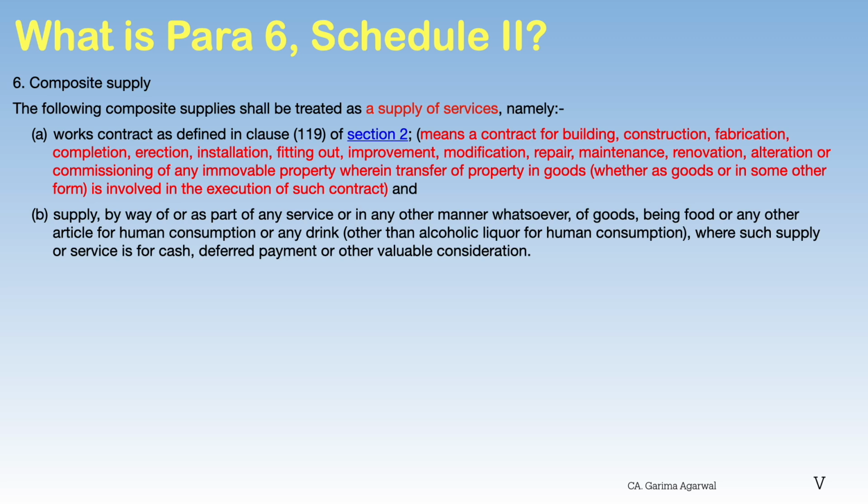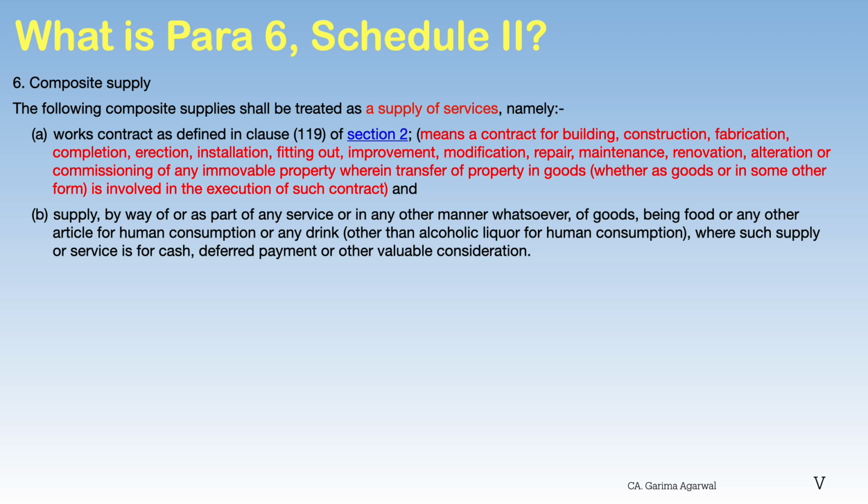So composite supply is if two or more supplies are naturally bundled in the ordinary course of business and one is the principal supply, that is the main thing, then it's a composite supply and the whole supply takes the tax rate of that principal supply. But we will discuss composite supply and mixed supply separately. For the purposes of this schedule, let's just discuss para 6a and para 6b. Para 6a says a works contract is a supply of service. Basically what is a works contract? It's AMC contracts, annual maintenance contracts.